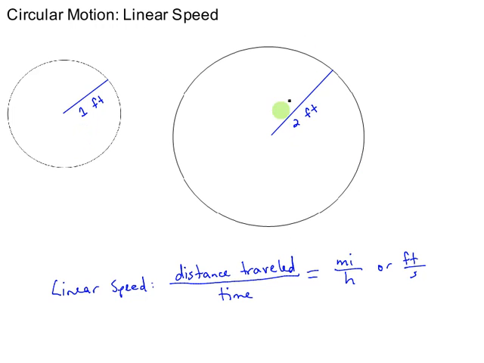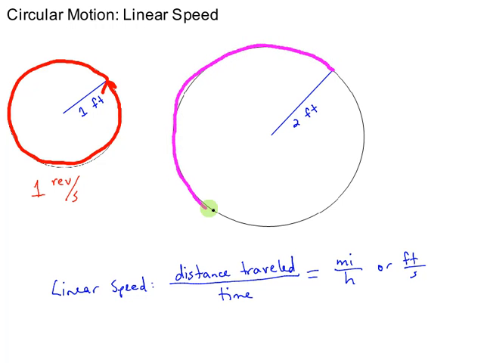The radius is twice as big. The circumference is twice as big. Let's consider some object traveling along the path of this circle of radius 1. And let's say, for simplicity, just to understand this concept, that this object makes one revolution per second. Okay? And now let's come over here to our larger circle. Consider a different object following this path. Let's, again, for simplicity, say it makes one revolution every second.